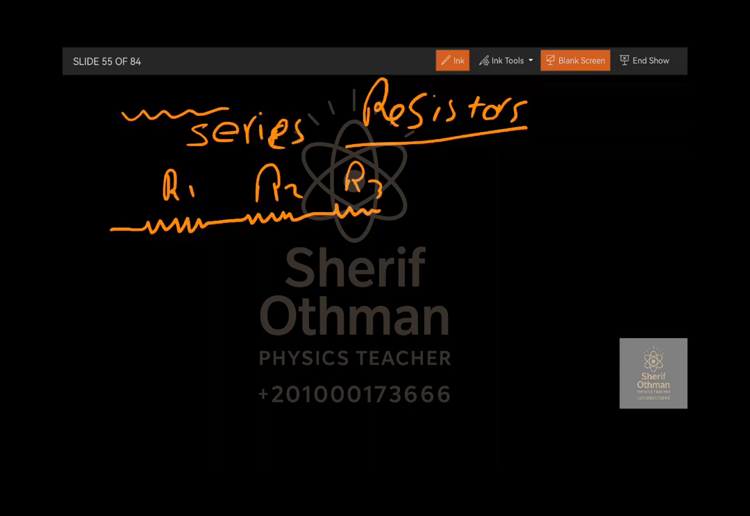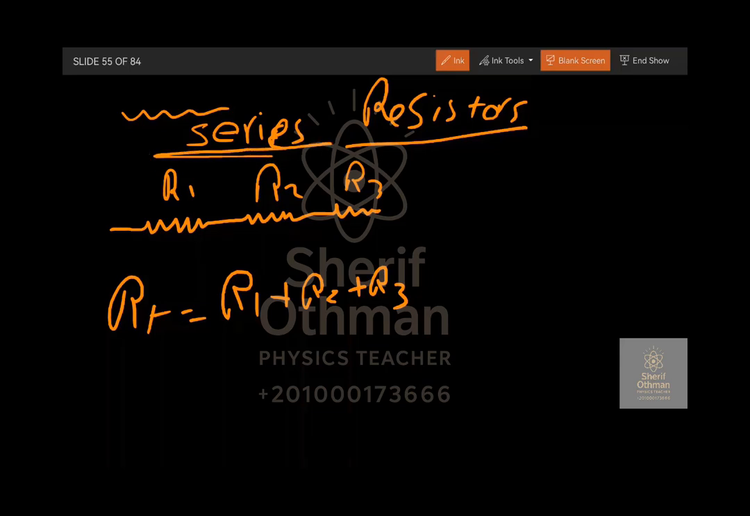This type of connection aims to increase the resistance. R total is equal to R1 plus R2 plus R3. So the total resistance of a series connection is equal to the summation of all the resistors that are connected inside this connection.